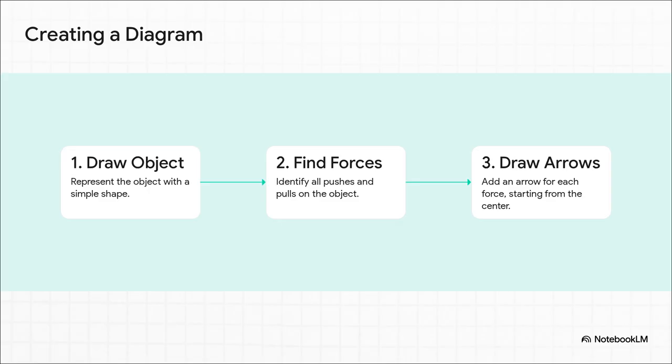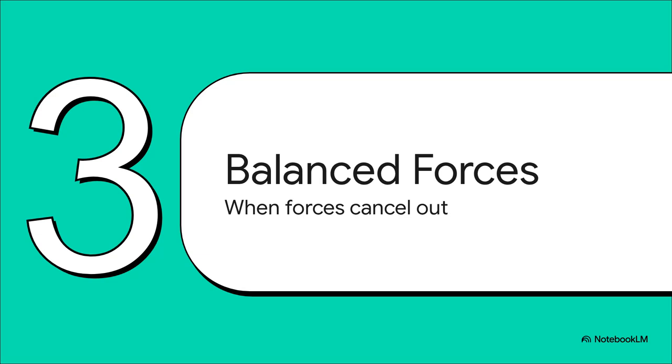And actually making one of these, it's as easy as 1, 2, 3. Seriously. First, just draw a box or a circle for your object. Second, stop and think, what's pushing or pulling on this thing? Gravity, friction, a person? And third, you just draw one arrow for each of those forces, starting from the center of your object. You're done. Okay, so now we know the language. Let's see what it can tell us.